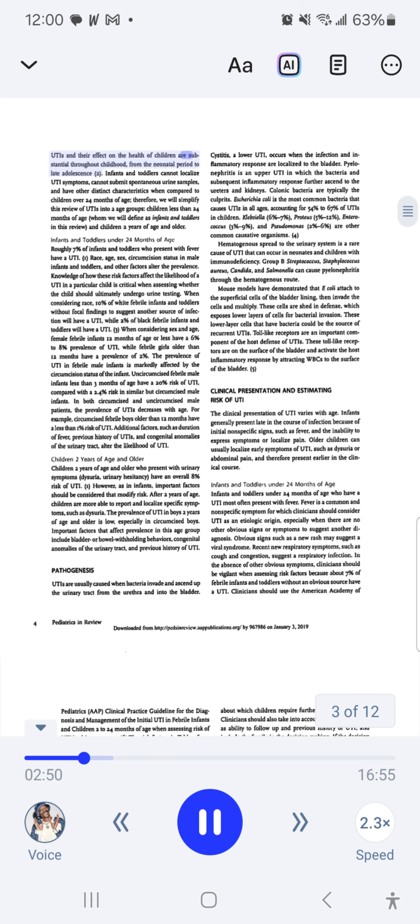UTIs and their effect on the health of children are substantial throughout childhood, from the neonatal period to late adolescence too. Infants and toddlers cannot localize UTI symptoms, cannot submit spontaneous urine samples, and have other distinct characteristics when compared to children over 24 months of age. Therefore, we will simplify this review of UTIs into 2 age groups: children less than 24 months of age, whom we will define as infants and toddlers in this review, and children 2 years of age and older.